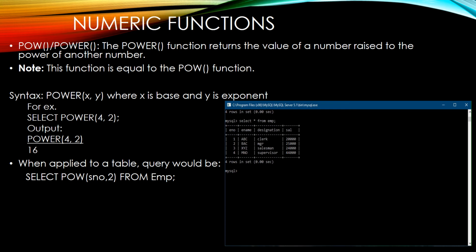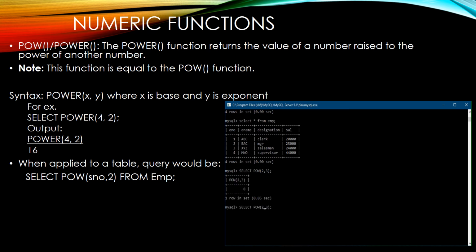Numeric function POW or POWER. It will return the power of the number. You can use POW function like this. I have written 2, 3. That means 2 is the base and 3 is the power. So 2 into 2 into 2. 2 will be multiplied 3 times, so the output is 8.